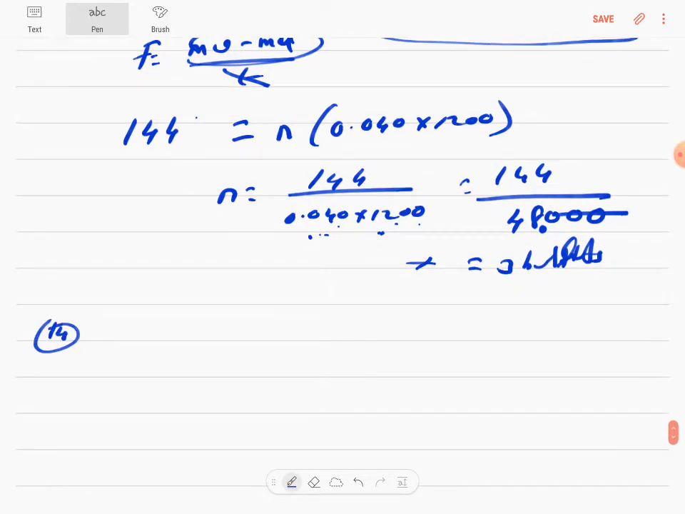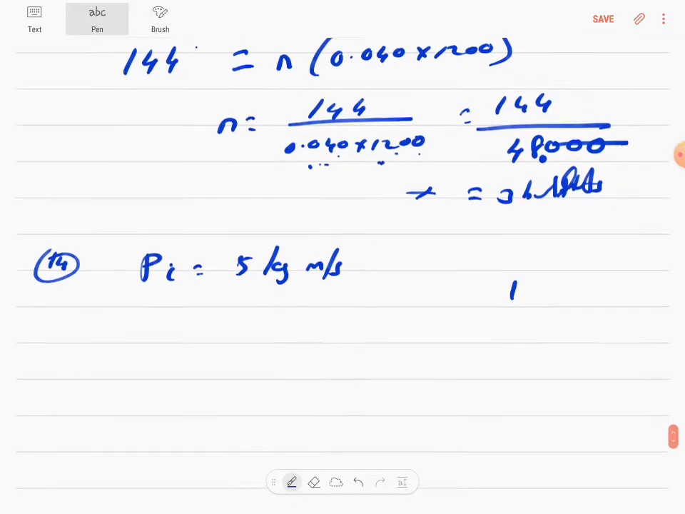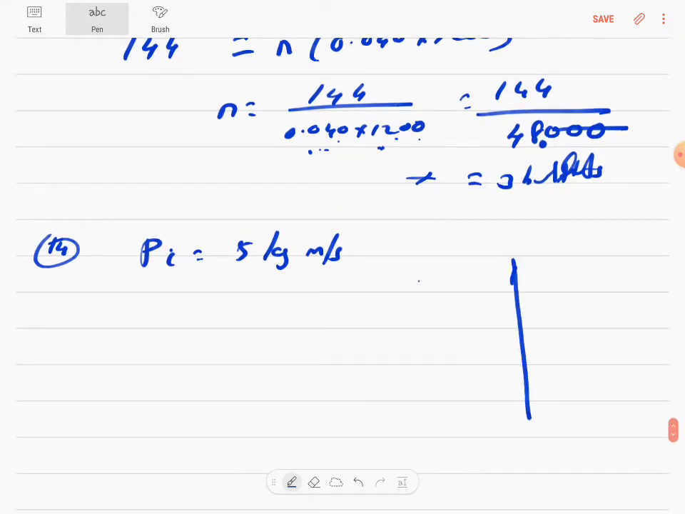Okay, so a ball moving with a momentum of 5 kg meter per second. Momentum is given, P initial is given, not mass into velocity. Momentum is mass into velocity, so the unit is kg meter per second, obviously, correct? SI unit. Okay, so P initial is given. It strikes a ball at an angle of 45 degrees. So it's striking at an angle of 45 degrees, and it's getting reflected at the same angle. So it's coming back also at the same angle.